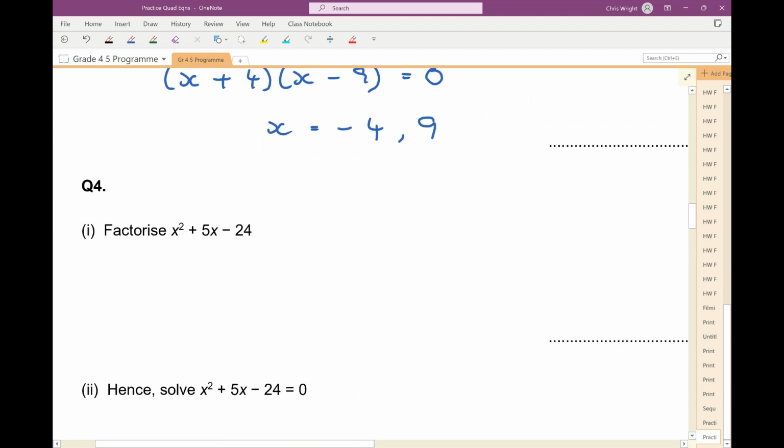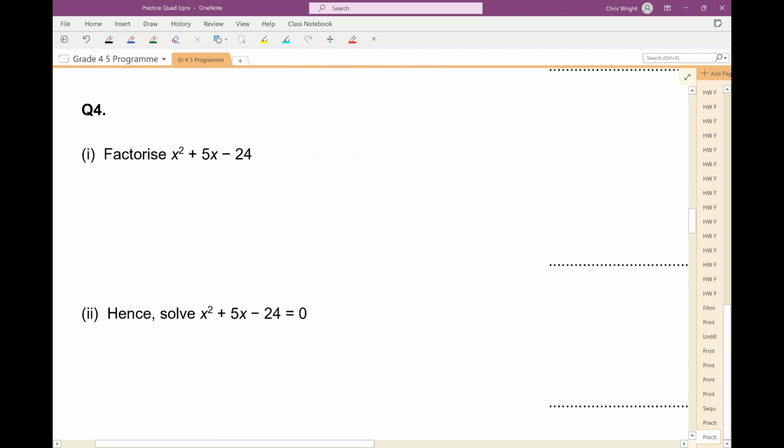Number 4. Right, look at that, exactly the same process. Factorize here, x and x. Again, they multiply to a negative. So a plus and a minus. Now this time, they've got to multiply to give me that 24, or minus 24, and they have to add to give me the plus 5.